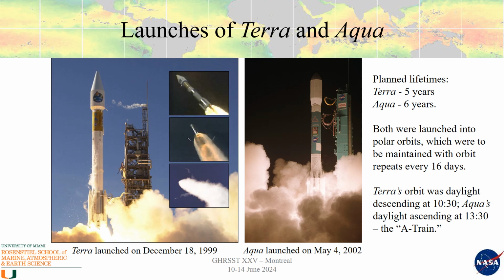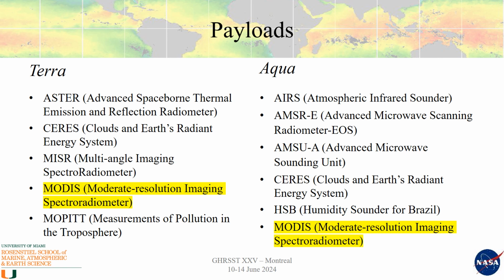The planned lifetimes at that time seemed very ambitious, but since we're now over 20 years beyond the launch of both satellites, it is a remarkable testament to the engineers and physicists and computer scientists who worked on this program. Both satellites carried a version of MODIS which were intended to be essentially identical. There were plenty of other instruments on each satellite too.